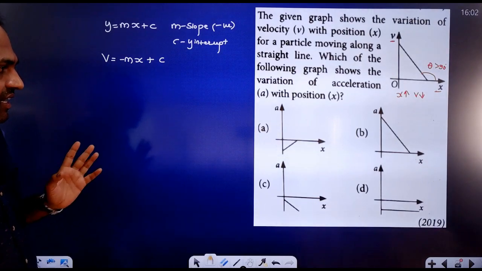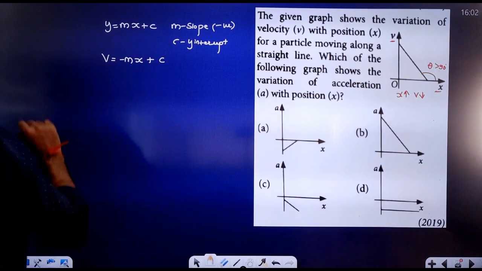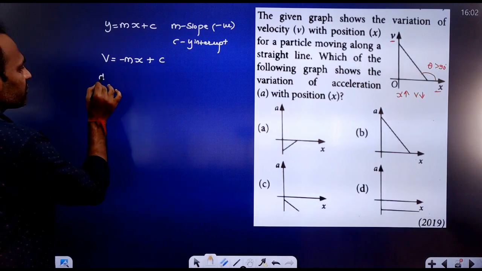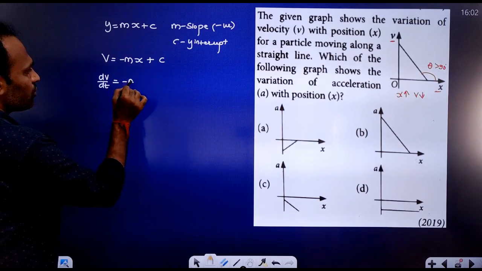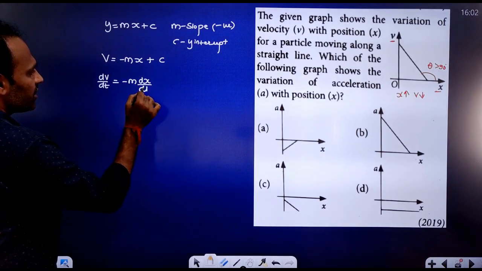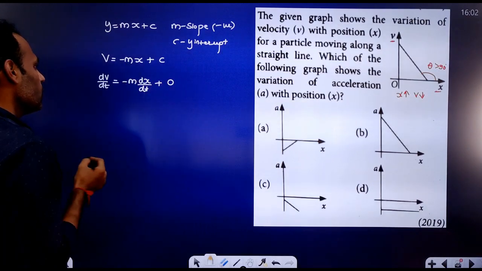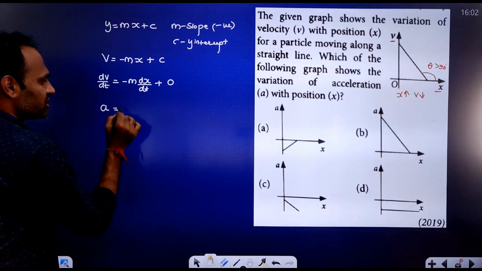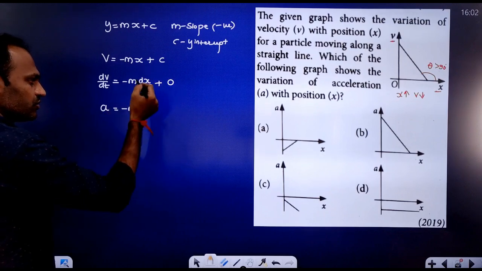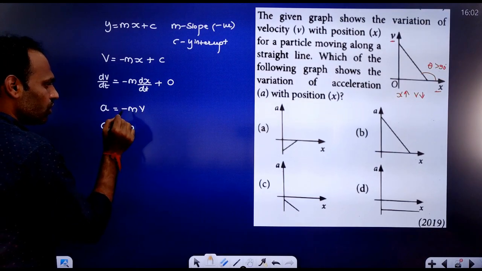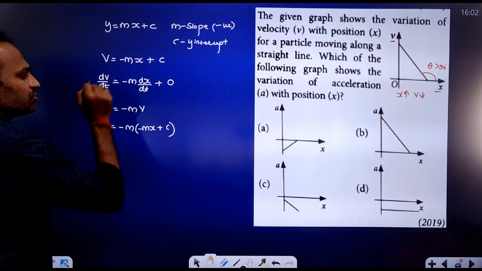Now we need acceleration, because we are drawing the acceleration versus displacement graph. So to get acceleration you have to differentiate this. If you differentiate with respect to time, dv by dt is equal to minus m dx by dt, plus the differentiation of c is 0, because c is a constant. So dv by dt means acceleration is equal to minus m dx by dt, and dx by dt means it is the rate of change of displacement, it is velocity. So acceleration is equal to minus m into velocity, and velocity is minus mx plus c.